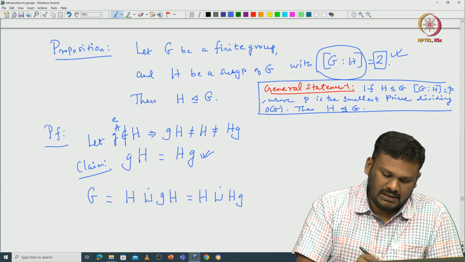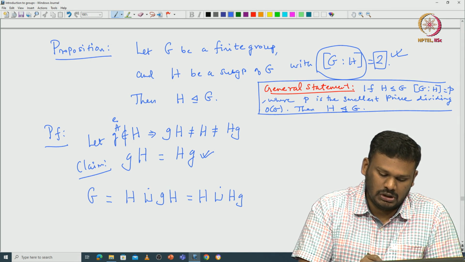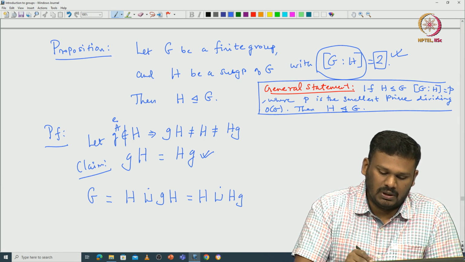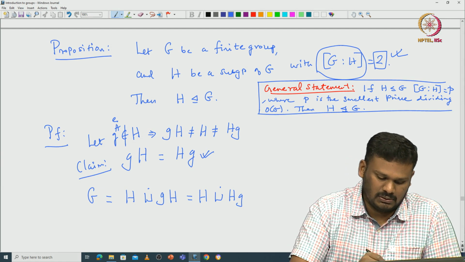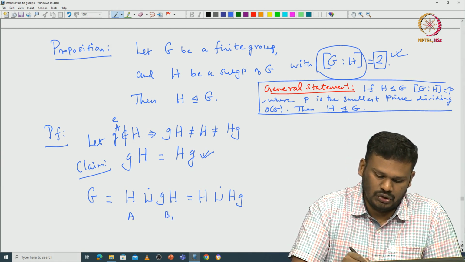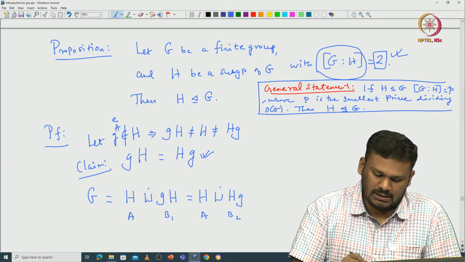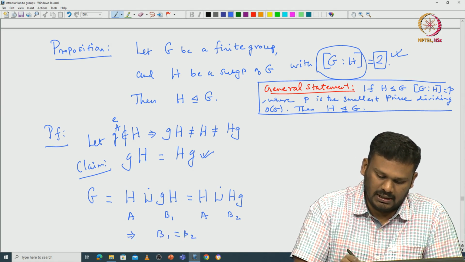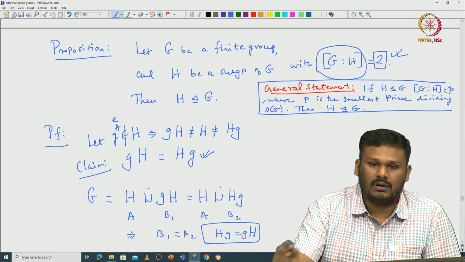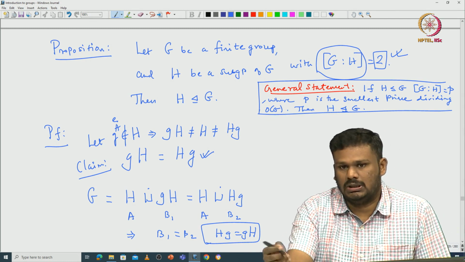Now you can see that from a purely set theoretic point of view, G is partitioned into A union B1 and A union B2, where A and B1 are disjoint and A and B2 are disjoint. So G has a partition like this. Then this immediately implies B1 equals B2. That means Hg is the same as gH. Only these two cases are possible, either g in H or g not in H.